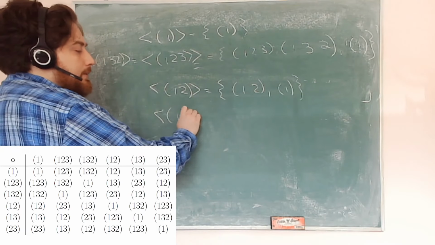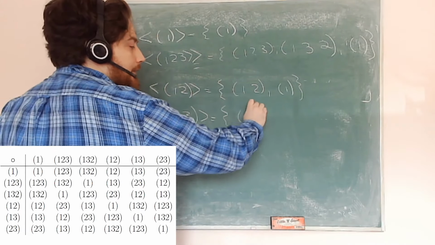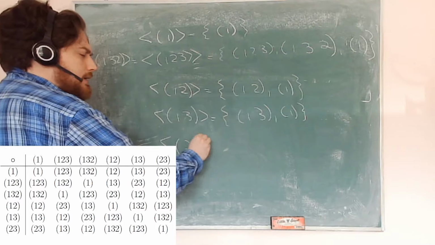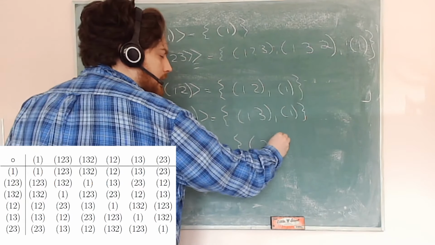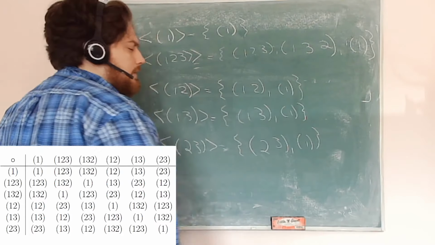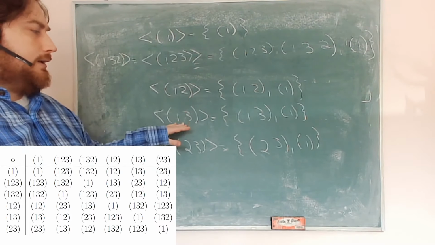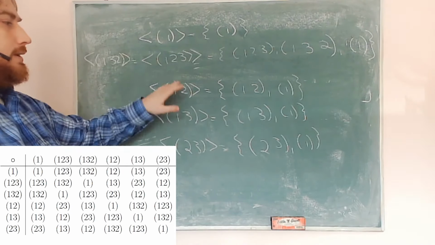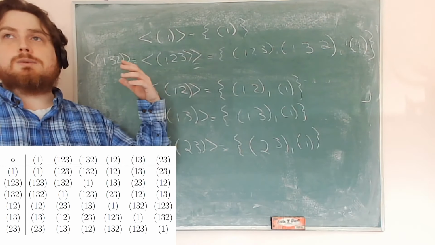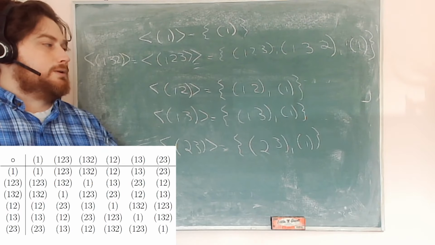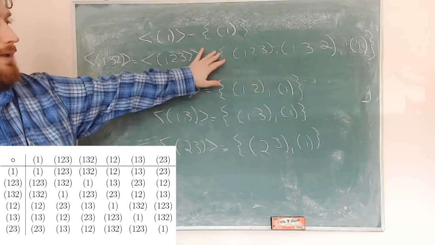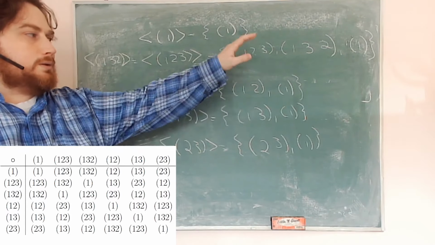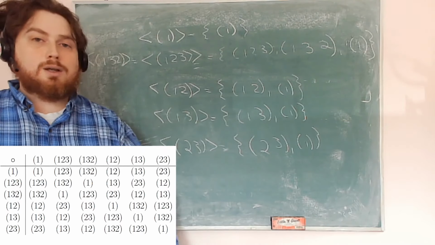If we do the group generated by (1 3), we get (1 3), 1. And if we do the group generated by (2 3), for the same reason, we get (2 3), and 1. Now I know those are different, but if I follow the process I did here for these two as well, I'm going to get the same thing. So you'll notice that I went through each of the six elements of the group and found the groups generated by them. So I found the cyclic subgroups. And so we have five distinct subgroups: {1}, {1, (1 2 3), (1 3 2)}, {1, (1 2)}, {1, (1 3)}, and {1, (2 3)}.